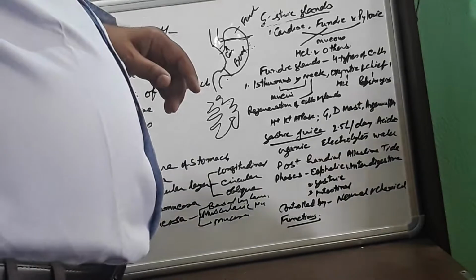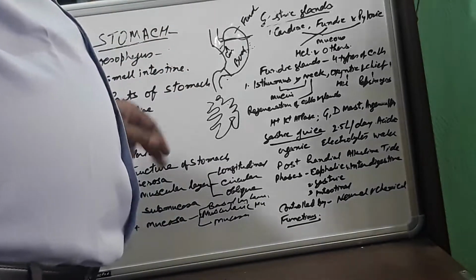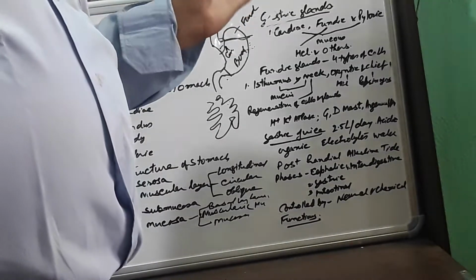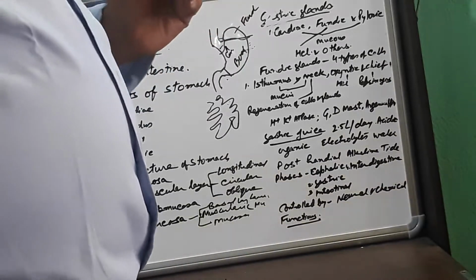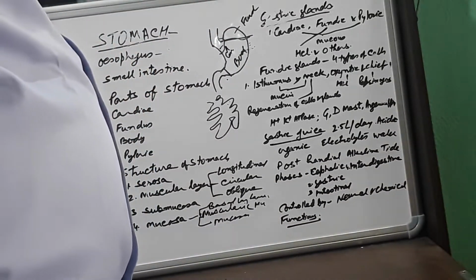This incisura angularis is present on the lesser curvature. There are two curvatures, the greater curvature and the lesser curvature. Now, structure of the stomach.